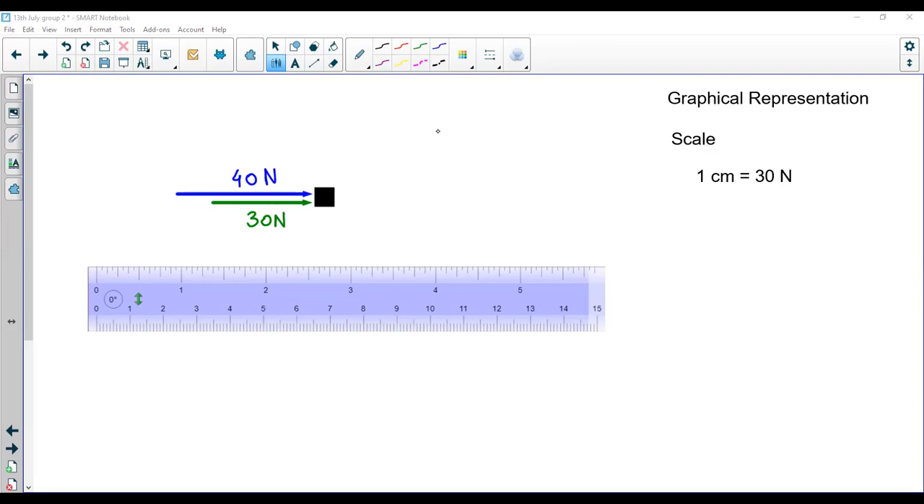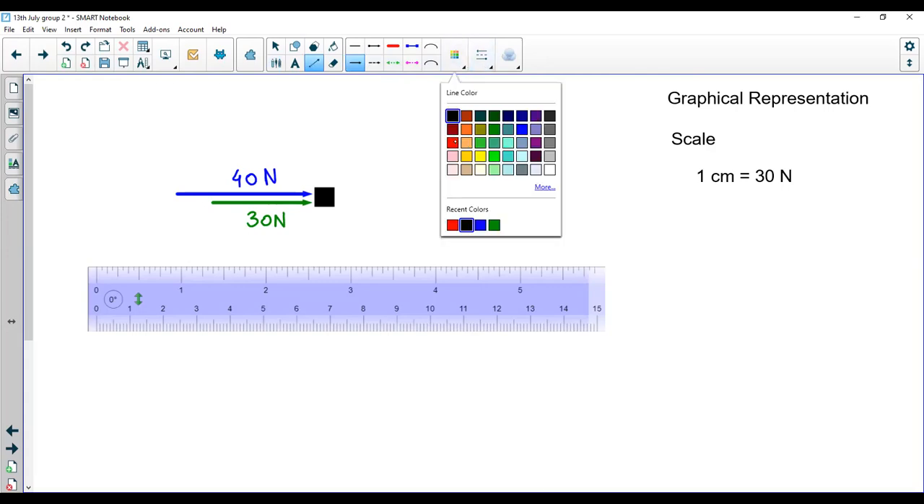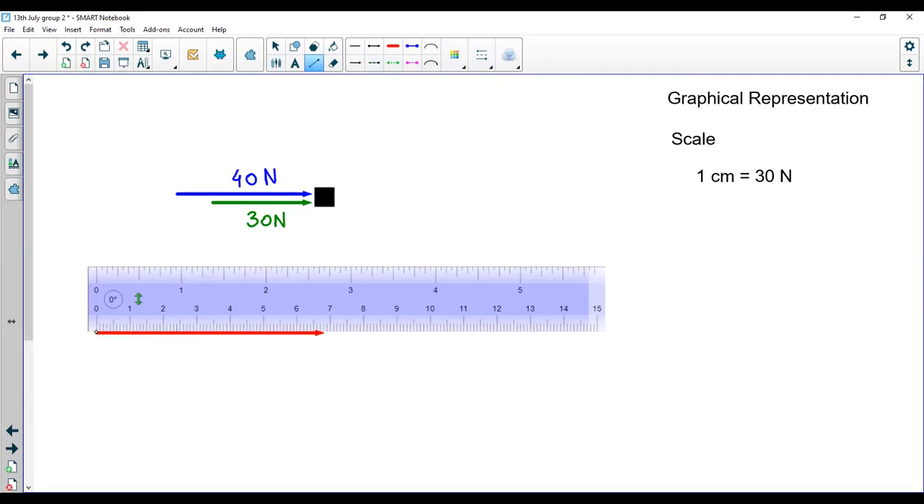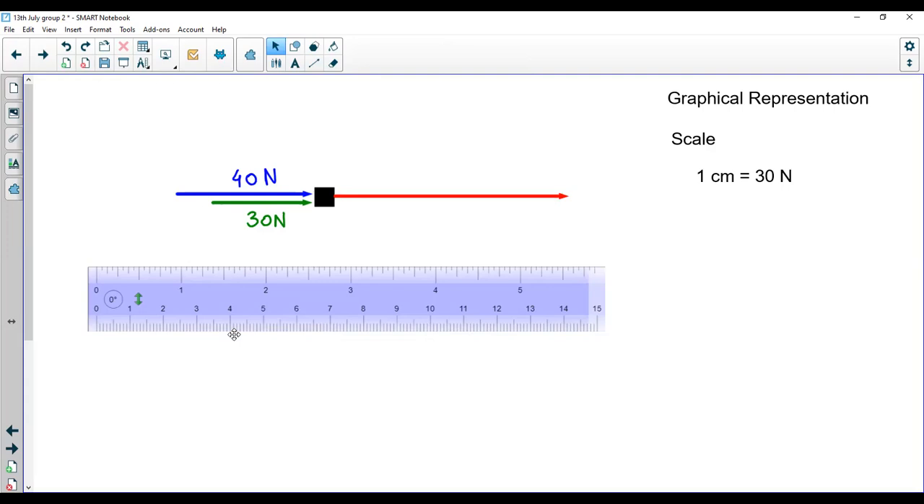Tanya, is that clear? Yes. So we will draw a 7 centimeter long line to show the resultant. So this is the resultant. So the resultant force is this 7 centimeter long line, which actually means 70 Newton, to the right. That's perfect.